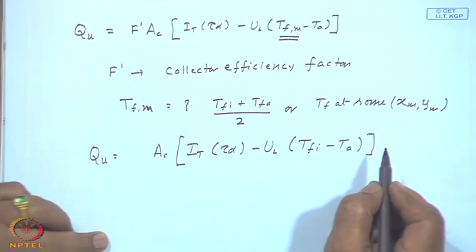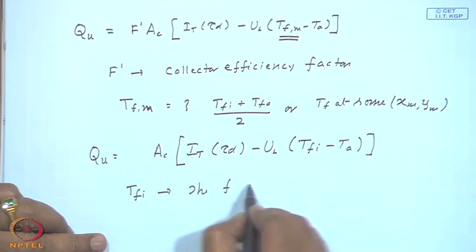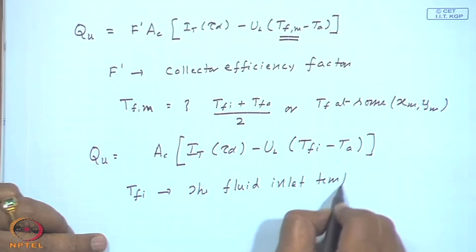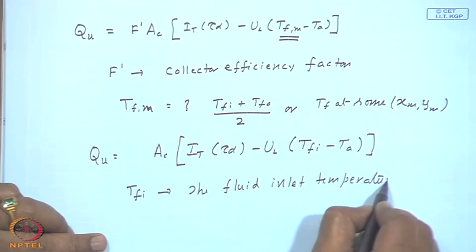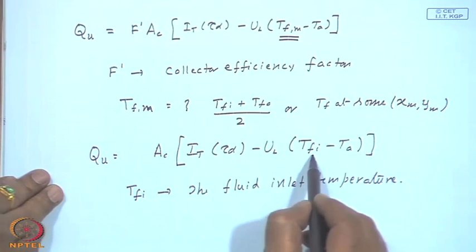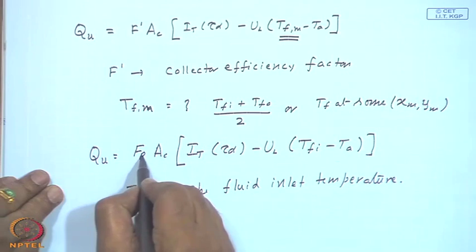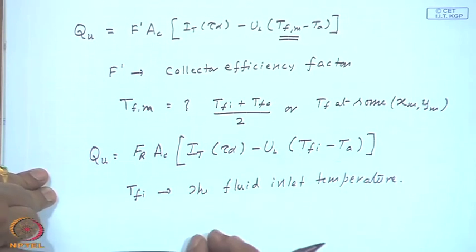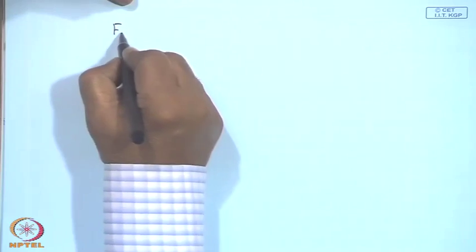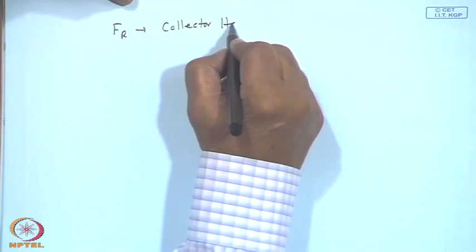So, there is no uncertainty if we express in terms of the TFI, the fluid inlet temperature. And this is again an underestimate compared to TFM, because this is the lowest temperature in the system. So, to compensate that, instead of F dashed, we will put a factor FR, and FR is called the collector heat removal factor.